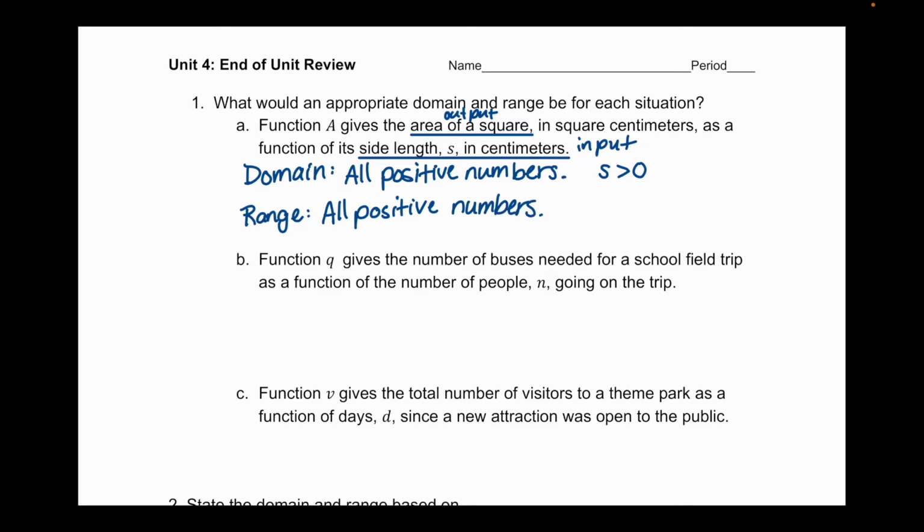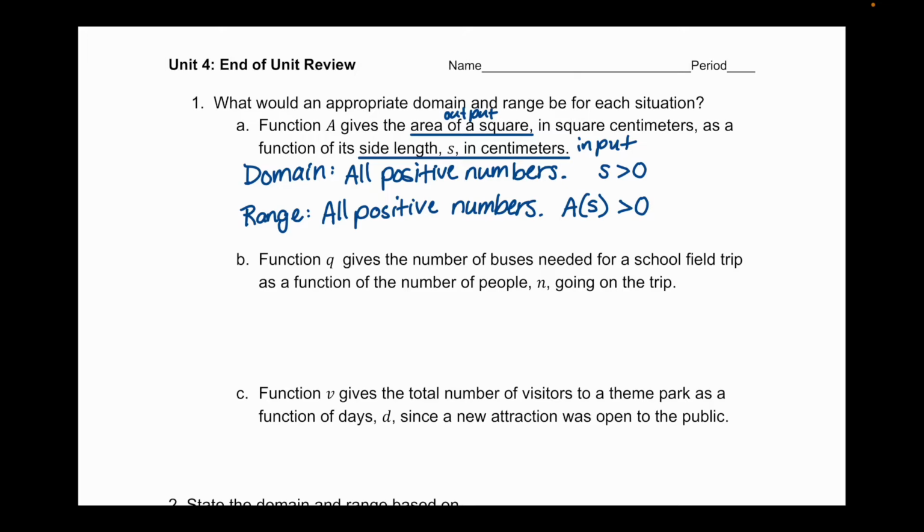And we could say that A of s is greater than 0, because the statement A of s represents the output value when s is the input. So we're just saying, hey, that has to be bigger than 0. And that would be a reasonable domain and range.